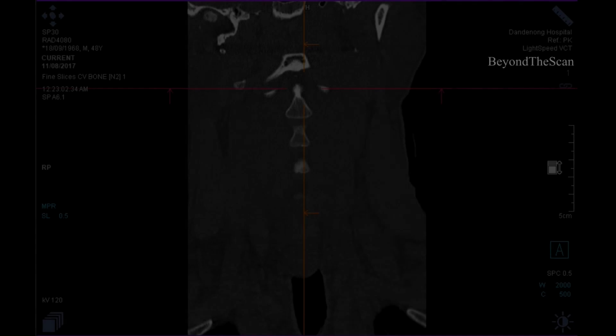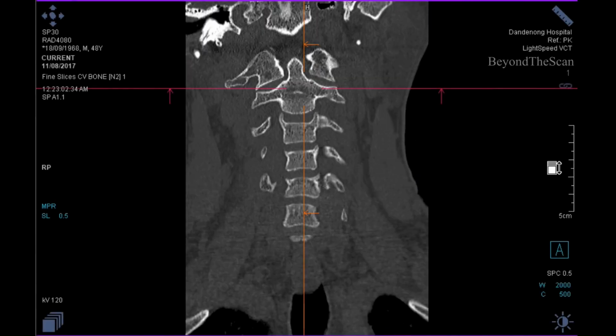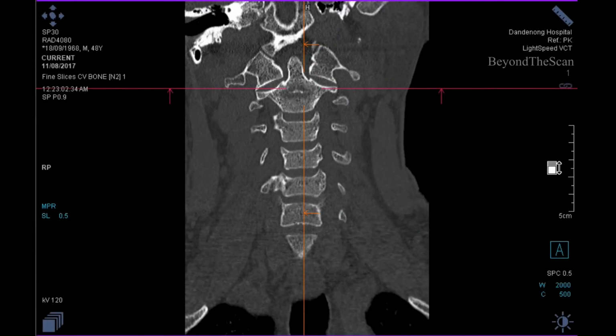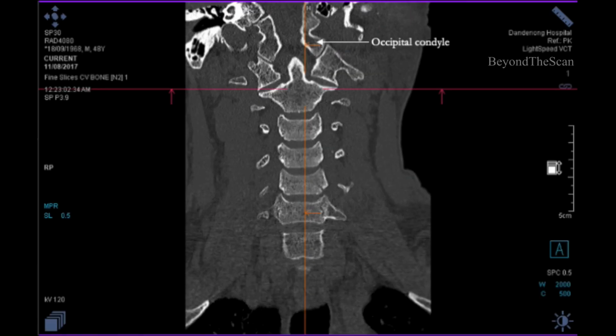In the coronal plane of the C-spine, we get a great demonstration of the articulation between the occipital condyle and the lateral masses of the C1 vertebra. This view also provides a clear demonstration of the dens as well as the entire C2 vertebral body. This region is prone to fractures, so it makes this coronal view important for assessing this.